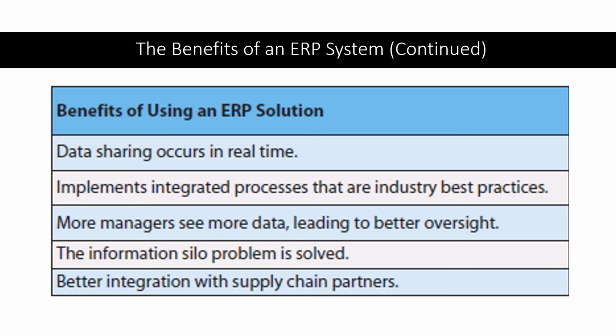It allows for information silos to be deconstructed, and then allows that information to be accessed by all functional departments. And finally, the systems can integrate with supply chain partners. So if the ERP system sees that a product that's going to be needed is going to be out of stock soon, it can automatically order more of that from your supply chain partner.